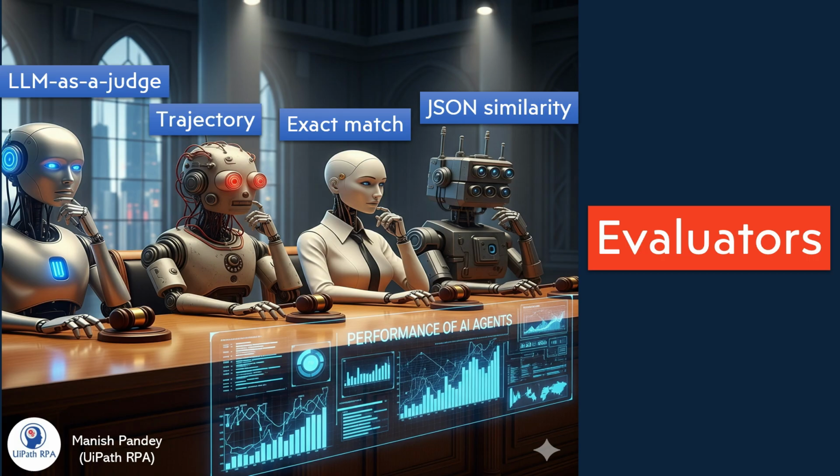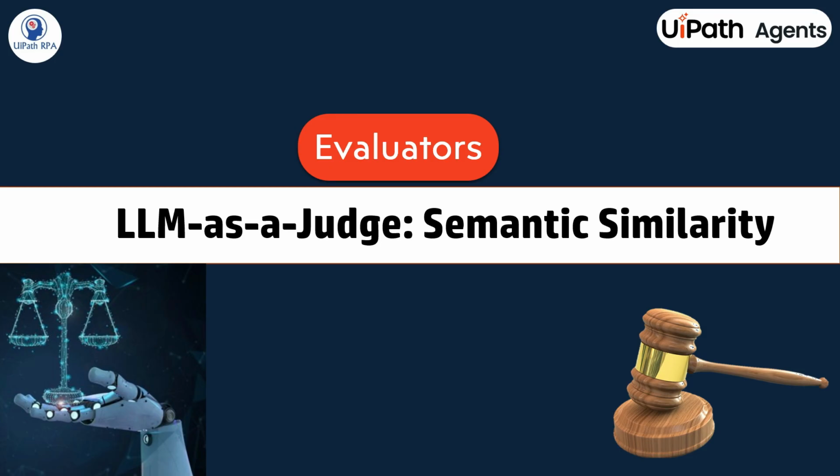Let's understand each evaluator one by one. First, LLM as a judge, which you can call semantic similarity. Think of this as an AI judge that checks if the meaning of the agent's output matches the expected output, even if the wording is different.